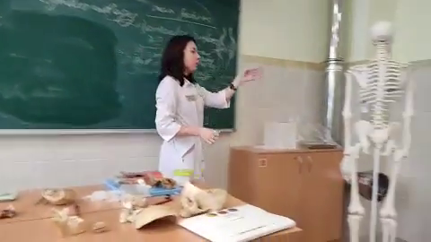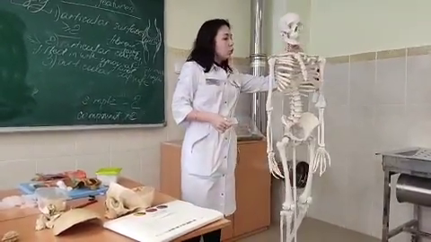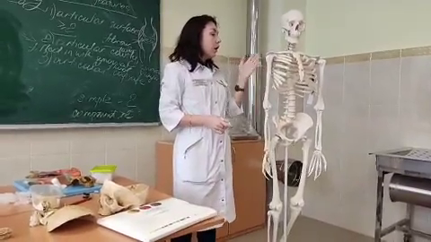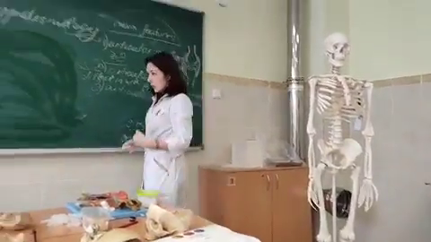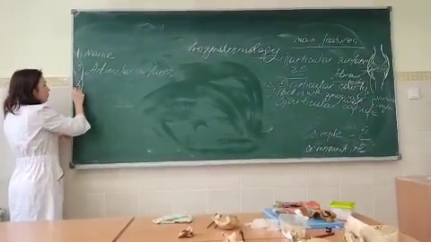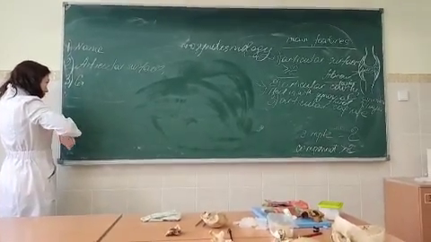For example, if we talk about the shoulder joint, yes, we are saying shoulder joint, articulatio humeri, and we are saying that it is formed by the glenoid cavity of the scapula and the head of the humerus. Then you should give general characteristics of this joint.